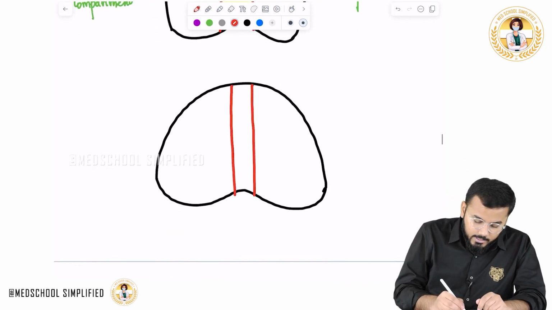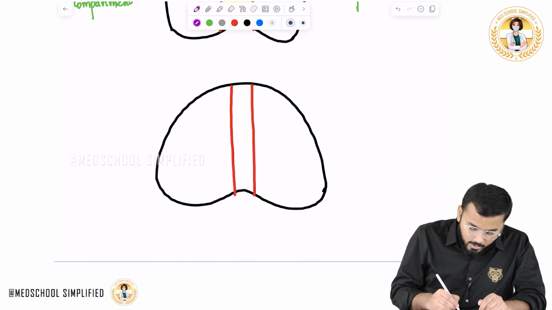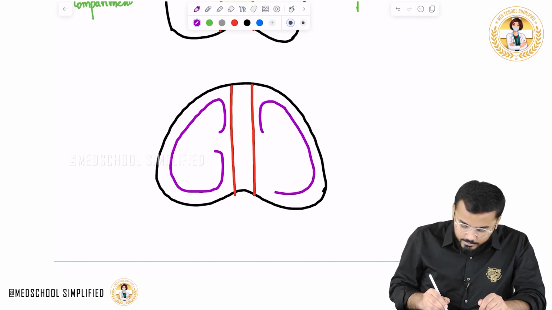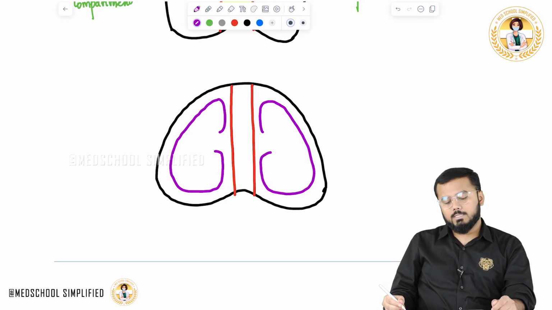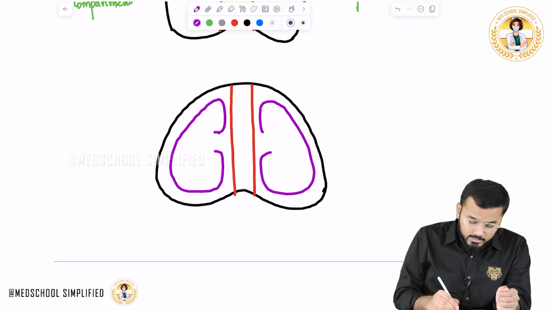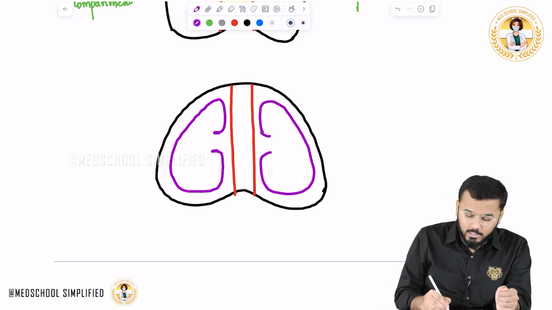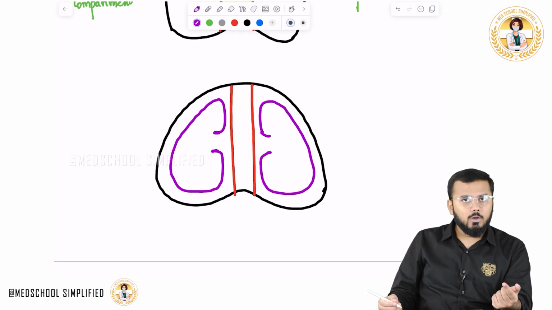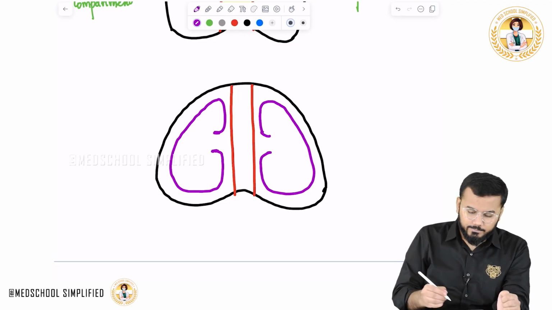Now here if you see, you have your lung like this. This is your right lung, and here comes your left lung. So one is the right lung and the other is the left lung. Then what is this part here? This part is called the root of the lung or hilum of the lung.